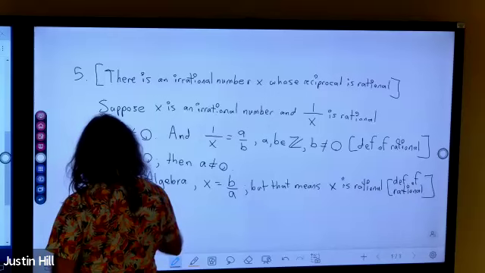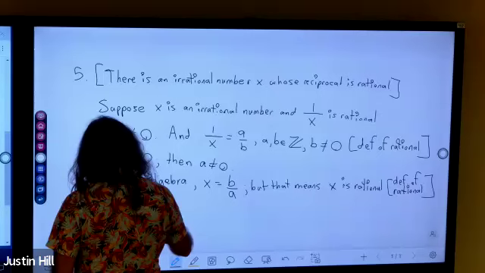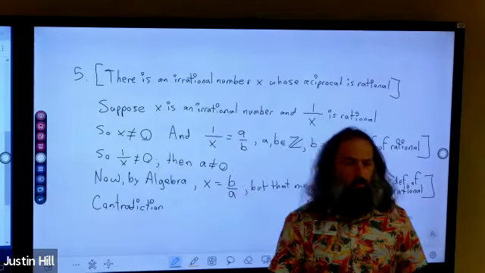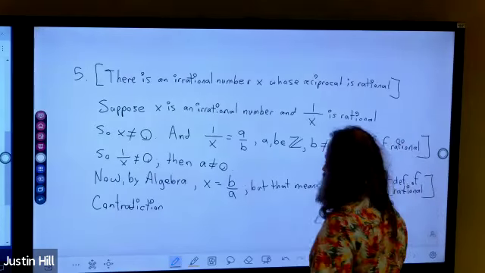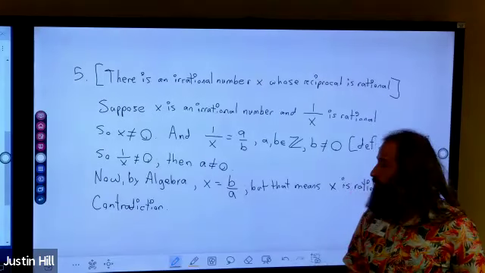x cannot be both rational and irrational because they literally are complements or negations of each other. They're literally a 1 and a 0, a true and a false. And once we have that, that's our proof.